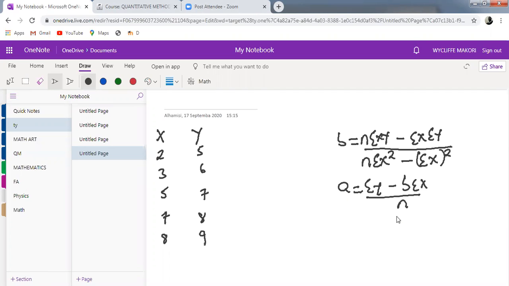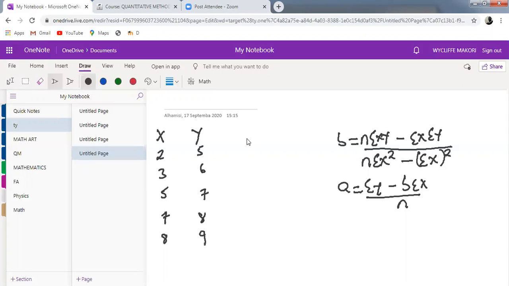So what you need to do, whenever you are given a question like this, is get these values. You need to get the summation of xy, the summation of x, the summation of y, and the x squared. The moment you have those figures, you are actually home and dry.